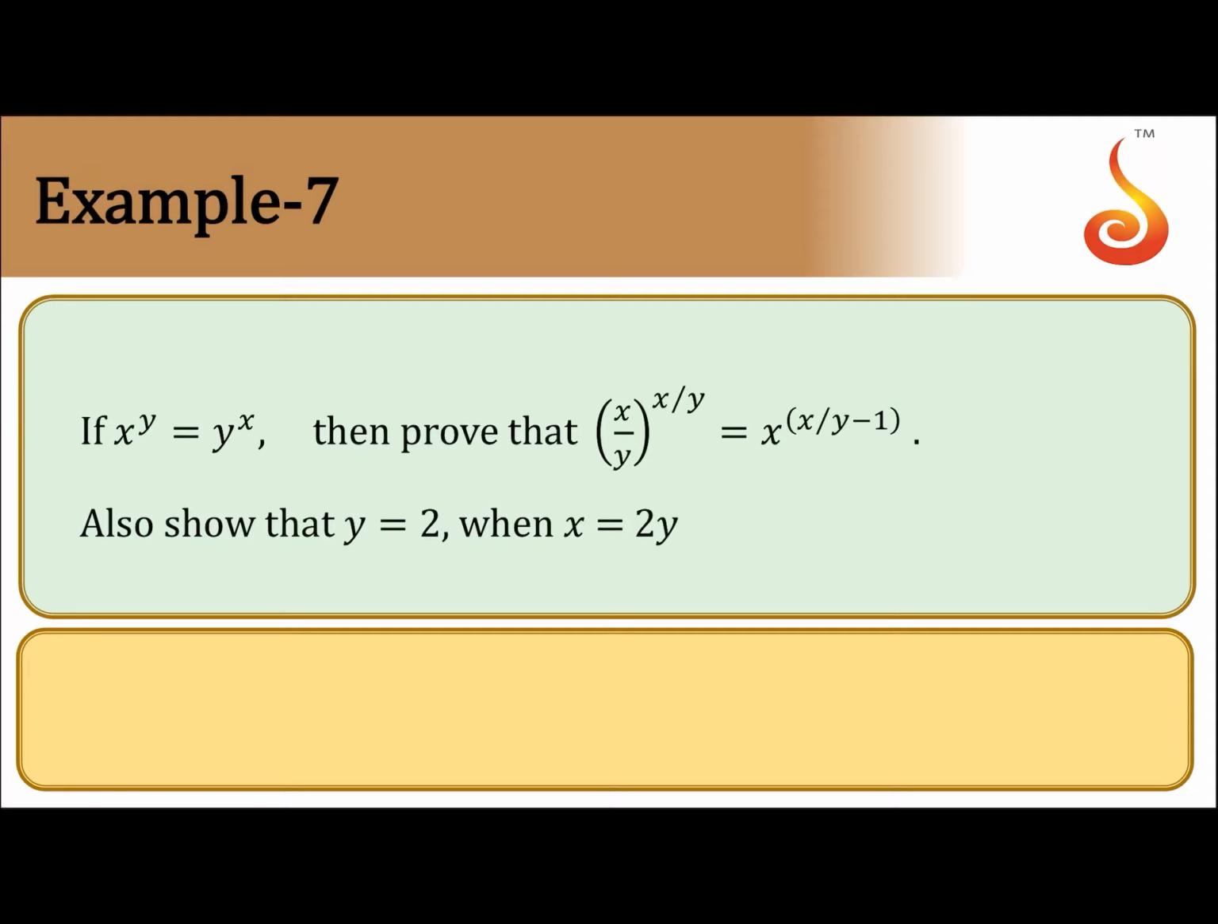Example 7. If x to the power of y is equal to y to the power of x, then prove that (x/y) to the power of x/y is equal to x to the power of (x/y − 1). Also show that y is equal to 2 when x is equal to 2y.